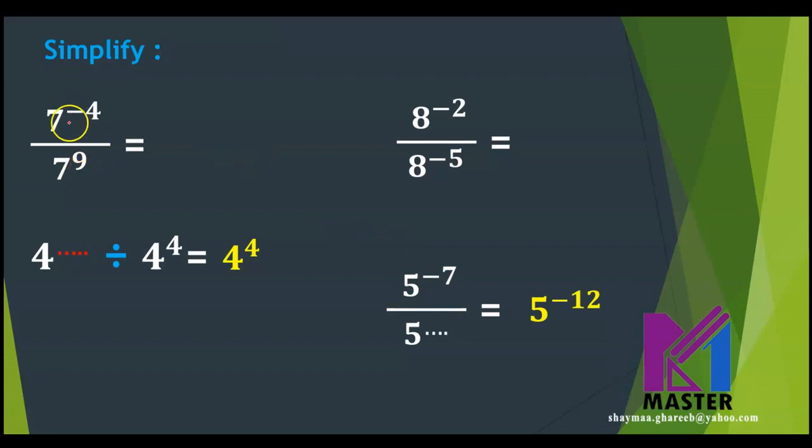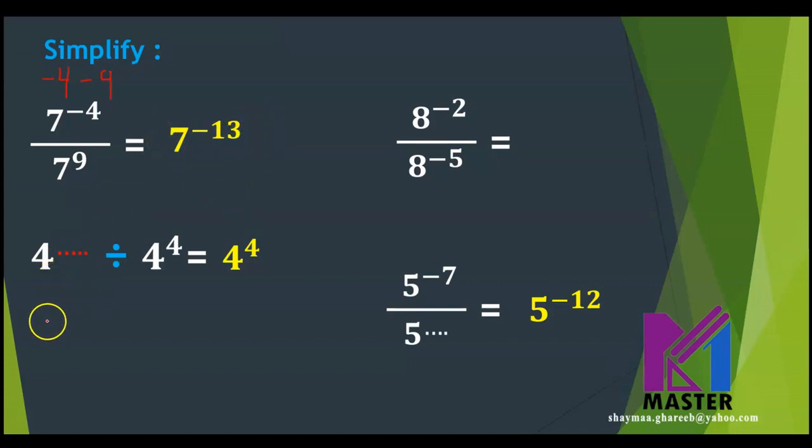In the first one, I have a fraction, and we said it's the same as division. 7 to the power of negative 4 over 7 to the power of 9. We are going to subtract negative 4 minus 9. The first power minus the second power, or the power up minus the power down. So negative 4 minus 9 equals negative 13. Then the answer will be 7 to the power of negative 13.